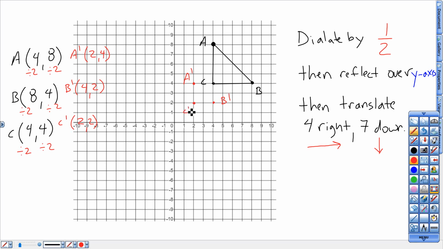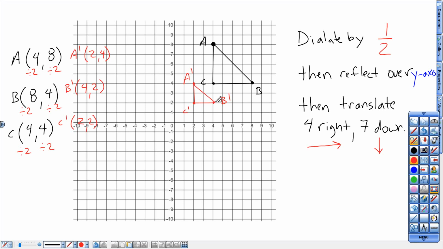So there's the triangle after it's been scaled down by a half, dividing by 2, made it smaller, shrunk it down. Then what I'm going to have you do is take that triangle and then reflect it. So first step, dilate it down. Make sure you write it in the right place. Make sure you did the math right.